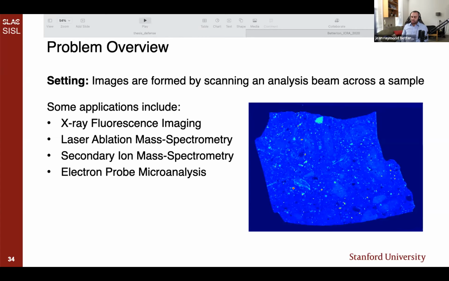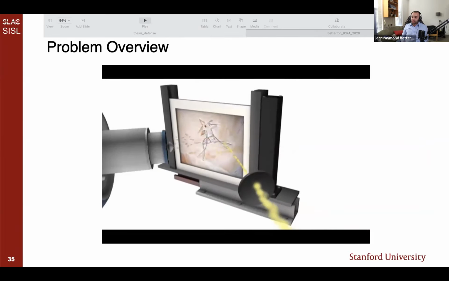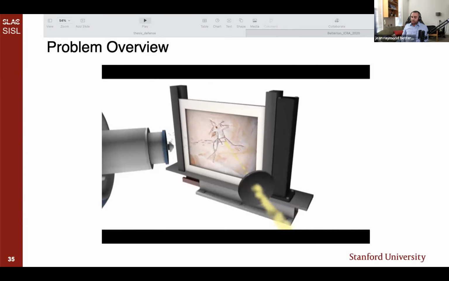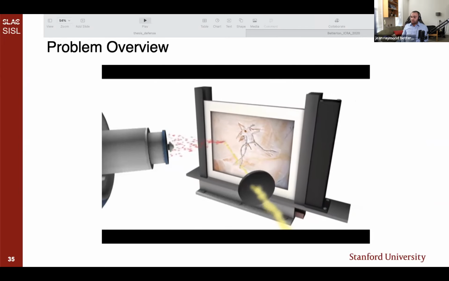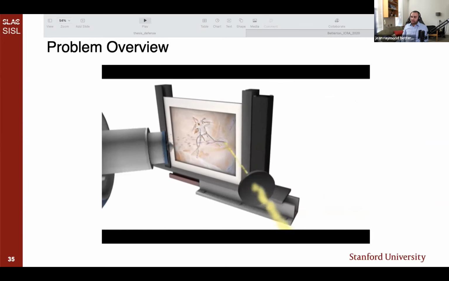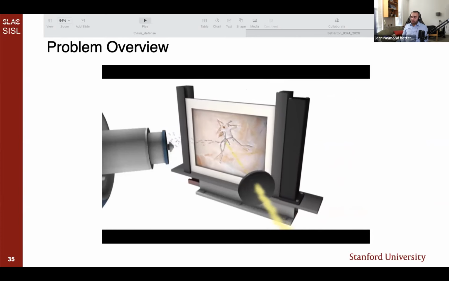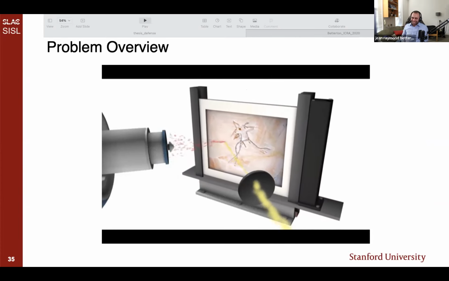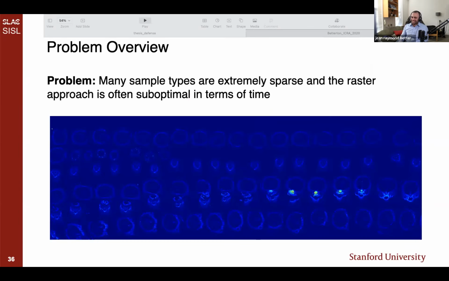X-ray fluorescence imaging is one application, and there are many others, some listed here. So again, a common baseline approach is to do what's called a raster scan, where we measure each part of the sample for an even amount of time and move the probe beam in a lawnmower-like fashion.